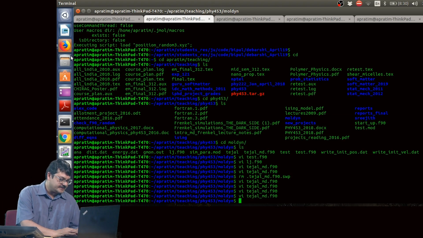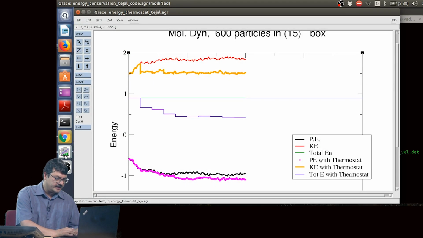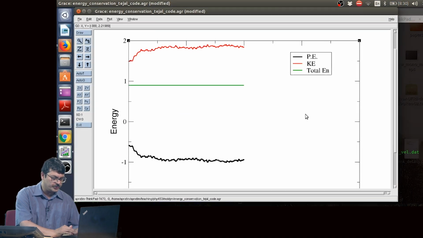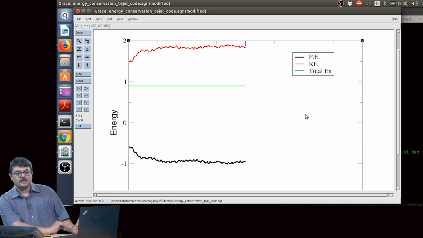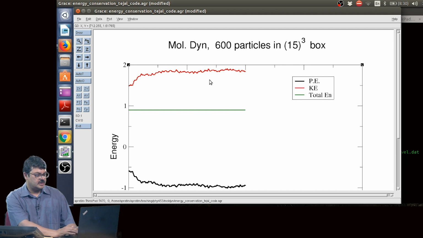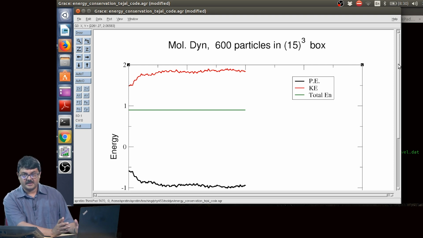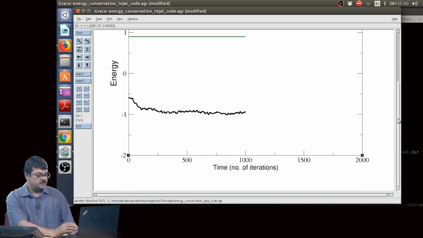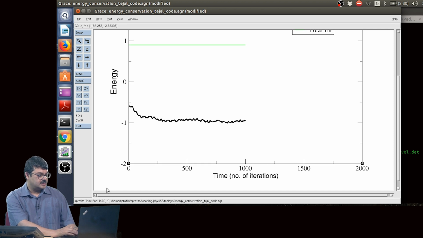And that is exactly what I have done, and I plan to show you for 600 particles. So, this is a molecular dynamics simulation, 600 particles in a 15 cube box. I have introduced the particles randomly. You can do it in a lattice, it does not matter. I have looked at it in time.